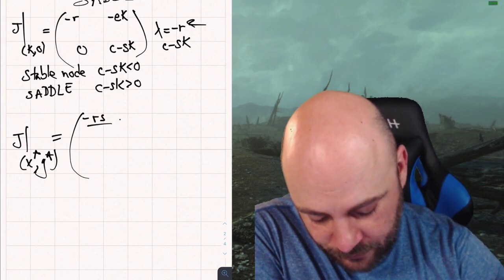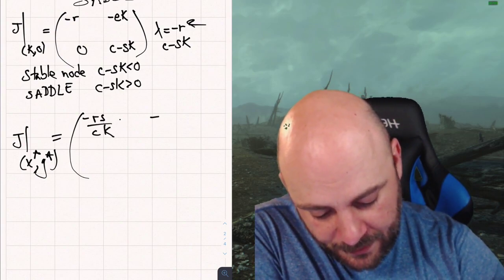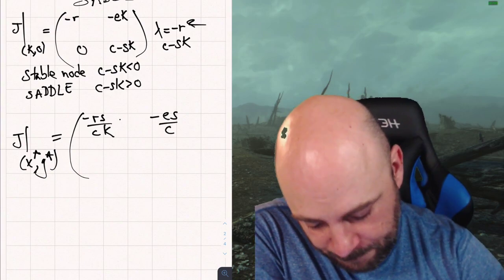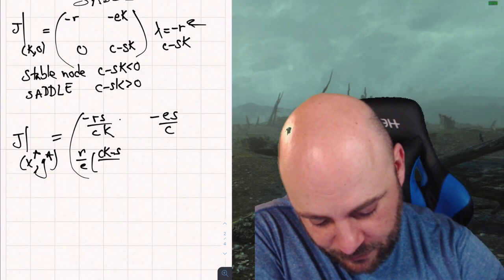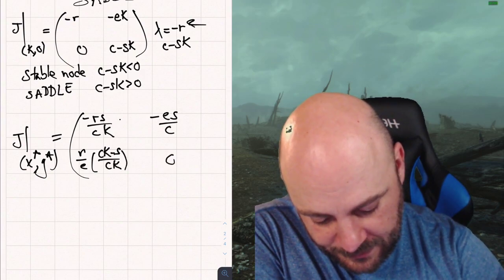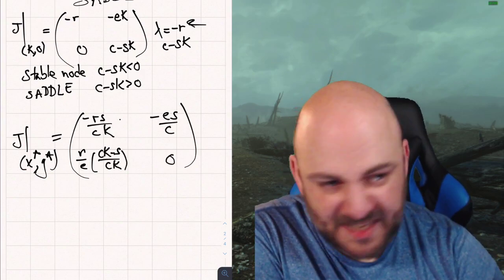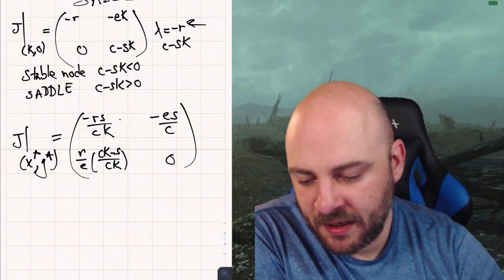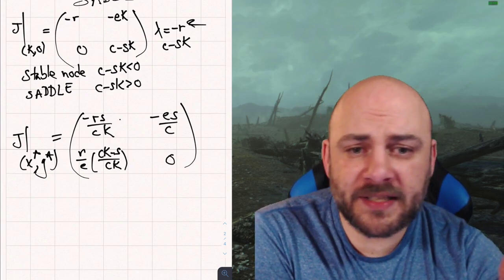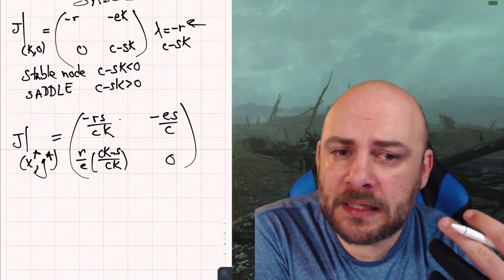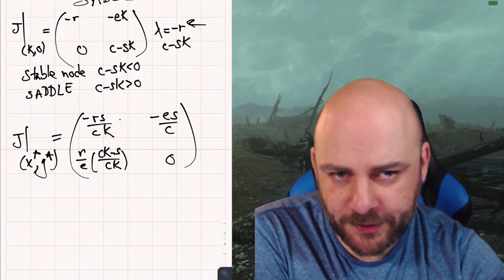Negative RS over CK. Negative ES over C. R over E times CK minus S over CK. 0. Sadly not triangular. All right. I argue, again, solving the characteristic polynomial in this case would be needlessly troublesome. Let's just look at the trace and determinant plane.